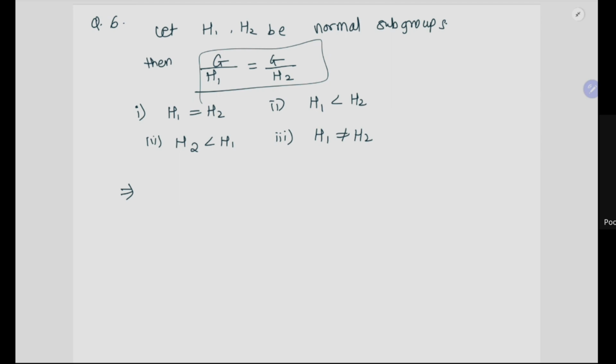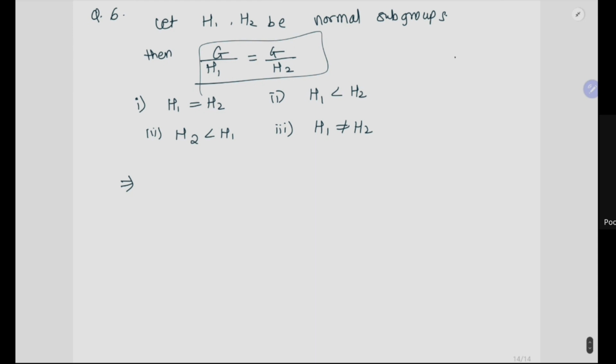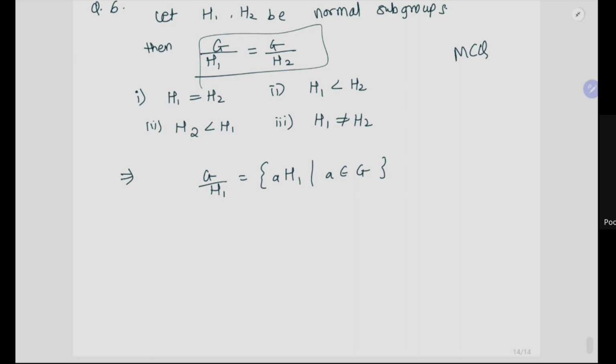For some cases you could see that it is equal. This is an MCQ, so let us try to generalize it and prove that it will be equal. First of all, what is this G by H1? This is a group of this form, where A belongs to G, the set of all cosets.